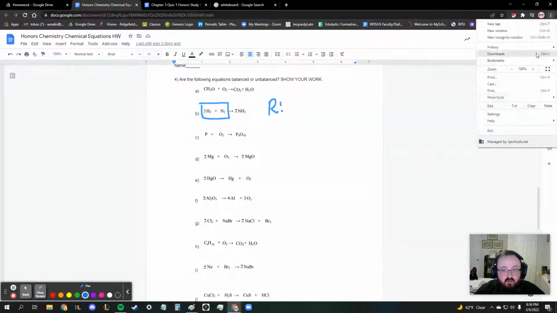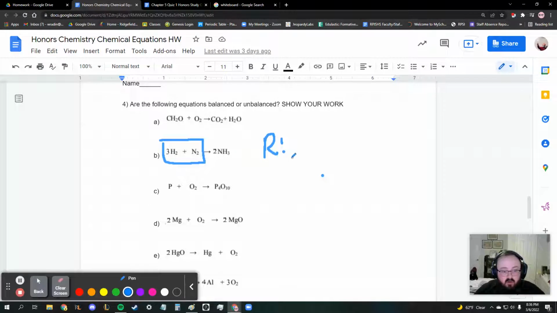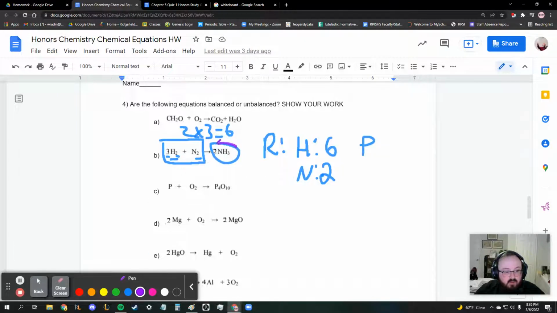So I'm actually going to zoom in. Cool. So here's our R for reactants, and let's start with our hydrogens. To get our hydrogen, we take our subscript times our coefficient. 2 times 3 equals 6. 6 hydrogen atoms. We don't have a coefficient, so it's just a 1. And we have 2 nitrogen atoms. Let's go on over to our product side. Here are our products. I'll use a different color here.